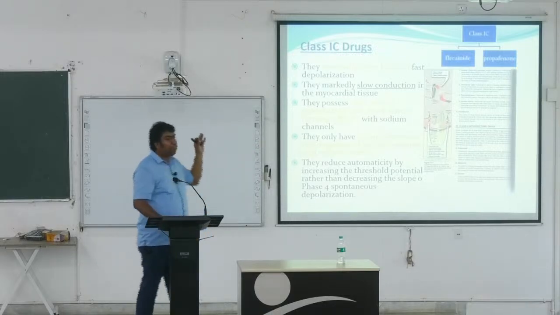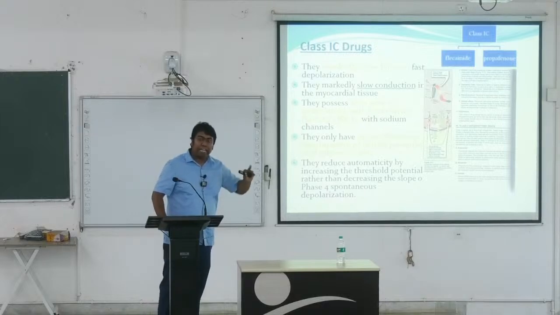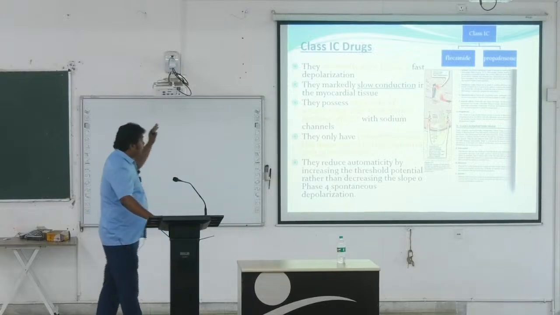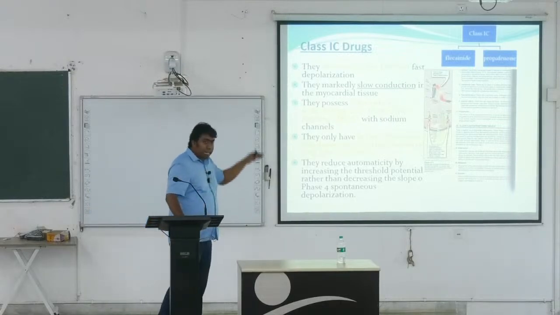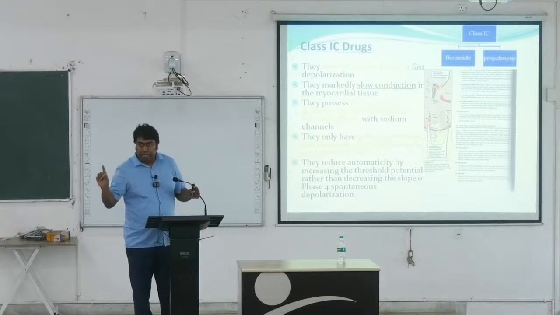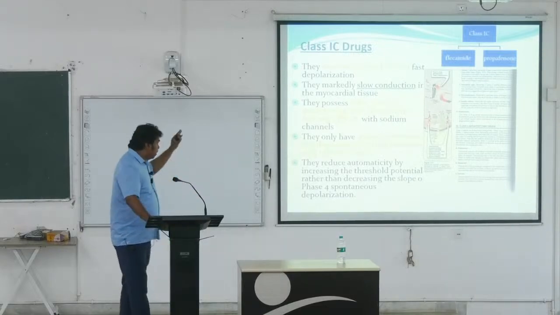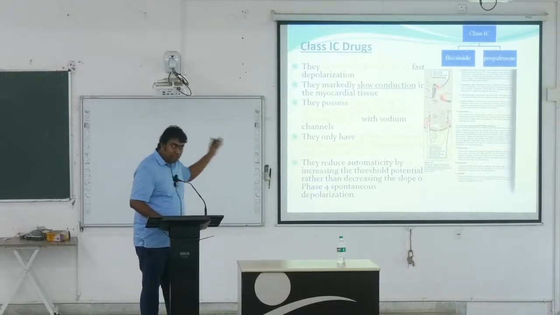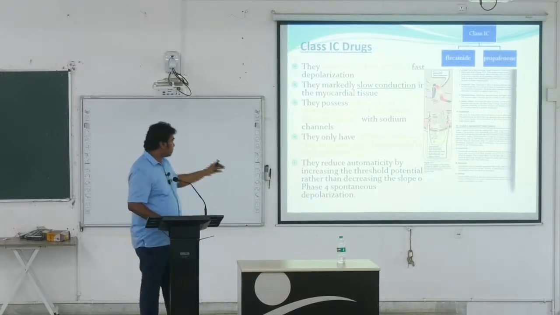Markedly slow the phase 0. Phase 0 আগে কে কাজ করেছে? 1A, quinidine, procainamide. They markedly slow the conduction. Conduction এর উপর কোনো কাজ নেই। 1B, lignocaine, mexiletine কোনো কাজ নেই। Conduction is markedly slowed by 1C. Phase 0 is slowed by 1C.